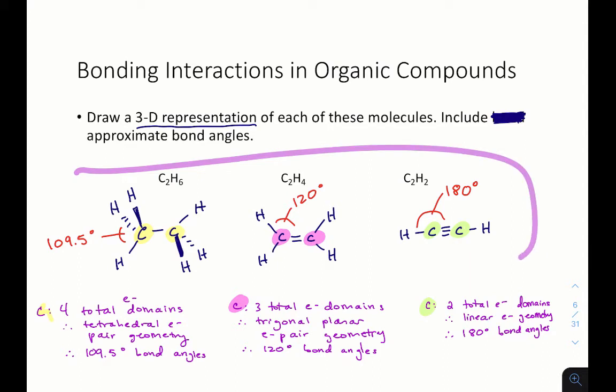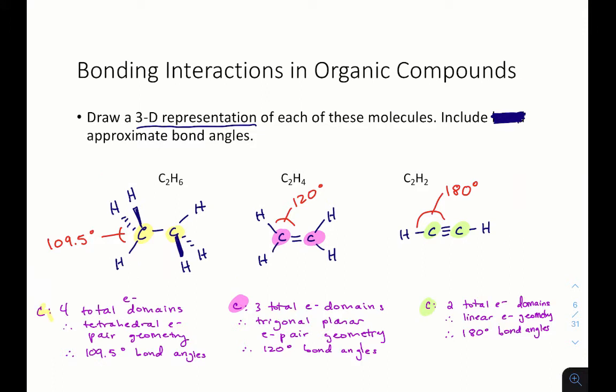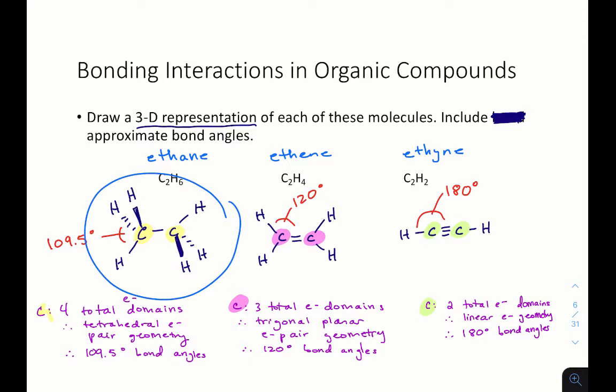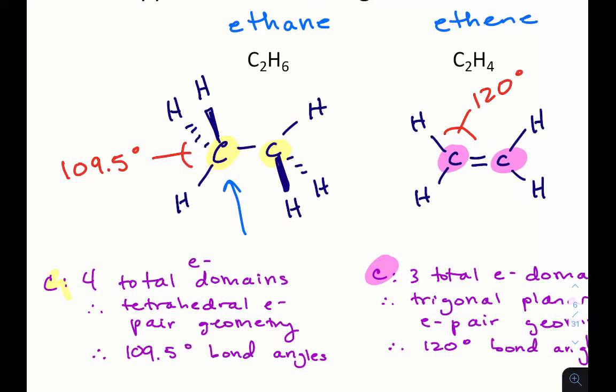I've drawn 3D representations of all 3 of these molecules here. Take a look and compare to what you came up with. Quickly, in ethane, each of the carbon atoms has 4 total electron domains, thus a tetrahedral electron pair geometry, which corresponds to 109.5-degree bond angles.